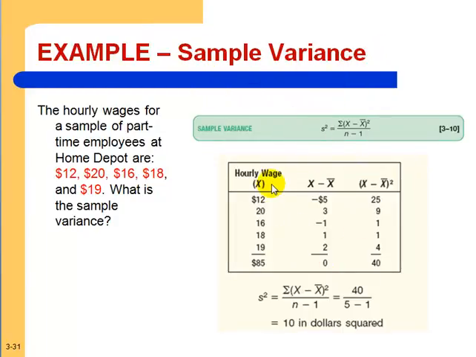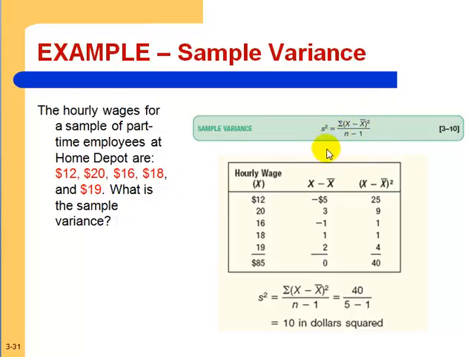Here is the example. The hourly wages for a sample of part-time employees at Home Depot are 12, 20, 16, 18, and 19. First step, we find the x bar. X bar is the sample mean, right? So we add 12, 20, 16, 18, 19 up, and then divide by 5, and we get the x bar.